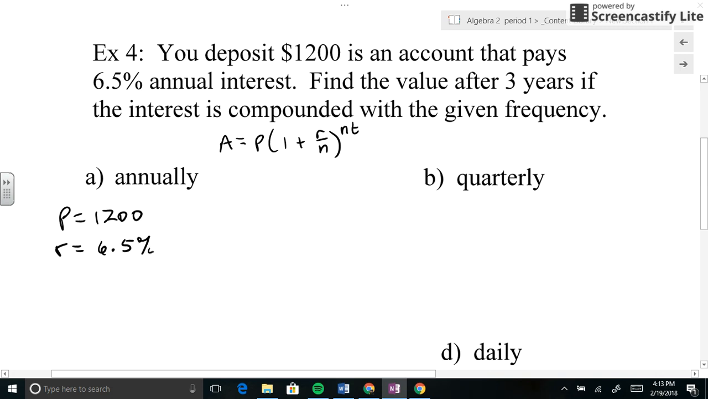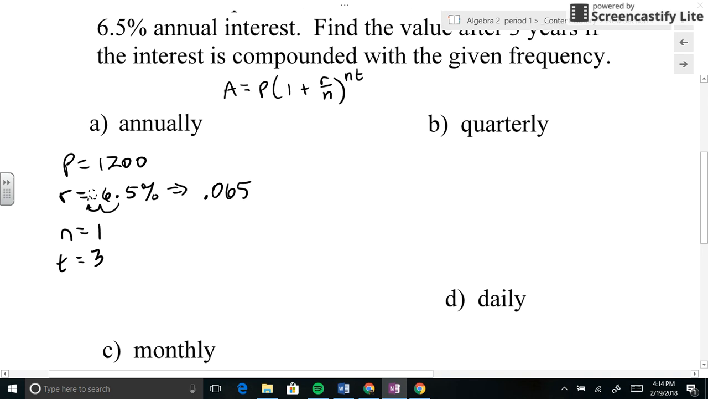We start with $1,200. R, the rate, is 6.5%. But once again, we never write it as a percent. We always change it to a decimal. We do that by moving the decimal point 2 places to the left, which means we have to put 0.065 in the formula. N is the total number of times we're going to compound it. Annually is once a year. And T, the number of years, is 3 years. So we're just plugging all that into the formula and then calculating it using our calculator.